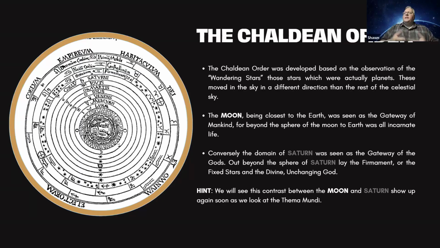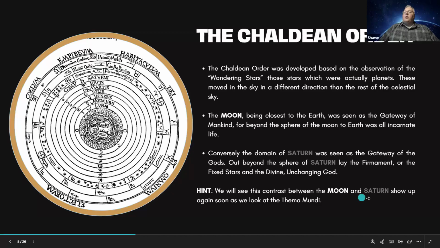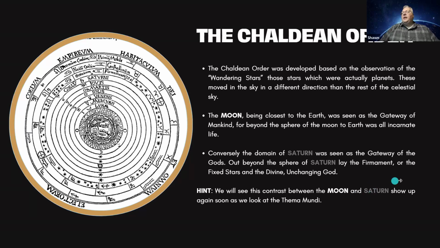So we're going to see some of that oppositional dynamic between the moon being the gateway to mankind and being closest to the earth, and Saturn being farthest out and closest to the gateway to the gods play out a little bit later when we study some things with the birth chart of the cosmos. And if you think about it, if the sun is the place where life incarnates, it makes sense then why Saturn was associated with death and the transition of the spirit of man out into the realms beyond. So a little bit of storytelling there. And so hold on to that because we're going to see that contrast show up again as we get into the Thema Mundi.